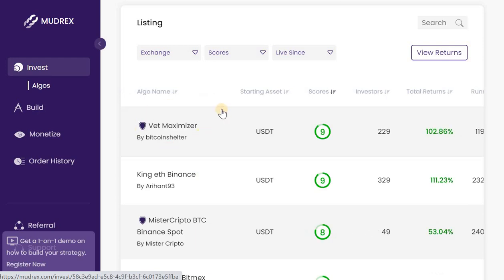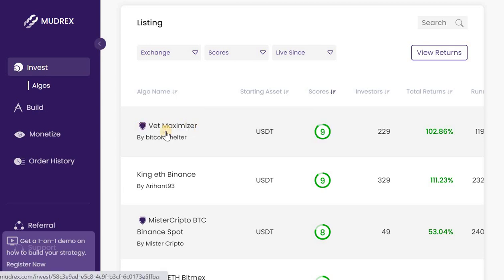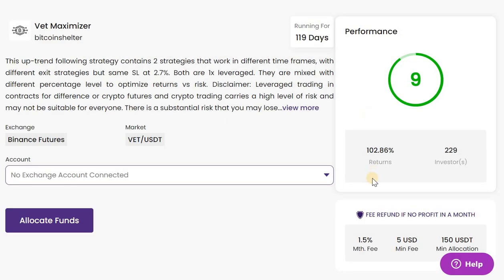And another parameter I would like to show you is this badge right here. Now, when you see this badge, this means that the strategy that you are looking at is under Mudrex Protect. With the Mudrex Protect plan, you can get your money back if you haven't made any profit within a month. Now, once you click on this strategy, you would see right here that fee refund if no profits in a month. Now, this is very good because if you don't make profit in a month, the money you use to pay fees would be returned back to your wallet.